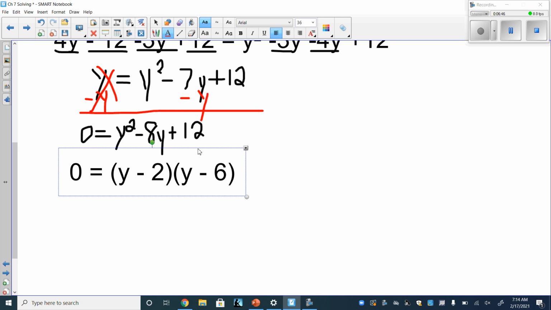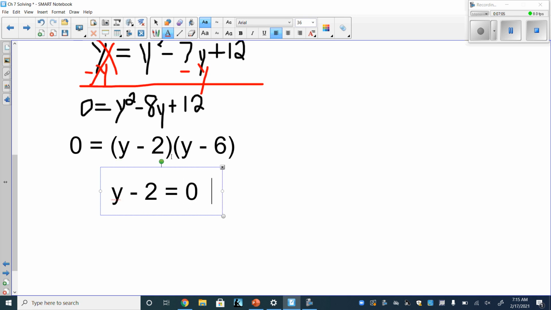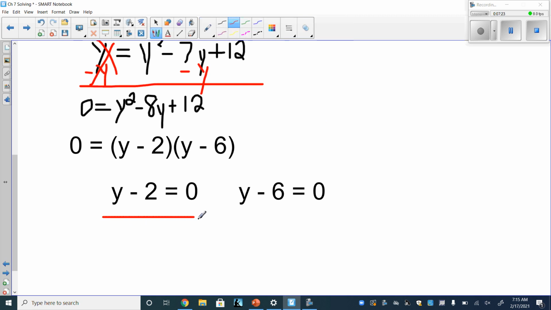This negative 2 times negative 6 is positive 12, and negative 2 minus 6 is negative 8. So these are the two that we get here. And now that we have it solved, we have two things multiplied together that equal 0. Well, it means that one of them has to be 0. Either y minus 2 is equal to 0, or y minus 6 is equal to 0. One of these has to be equal to 0. Whenever we have two things multiplied together equal 0, one of them has to be 0.